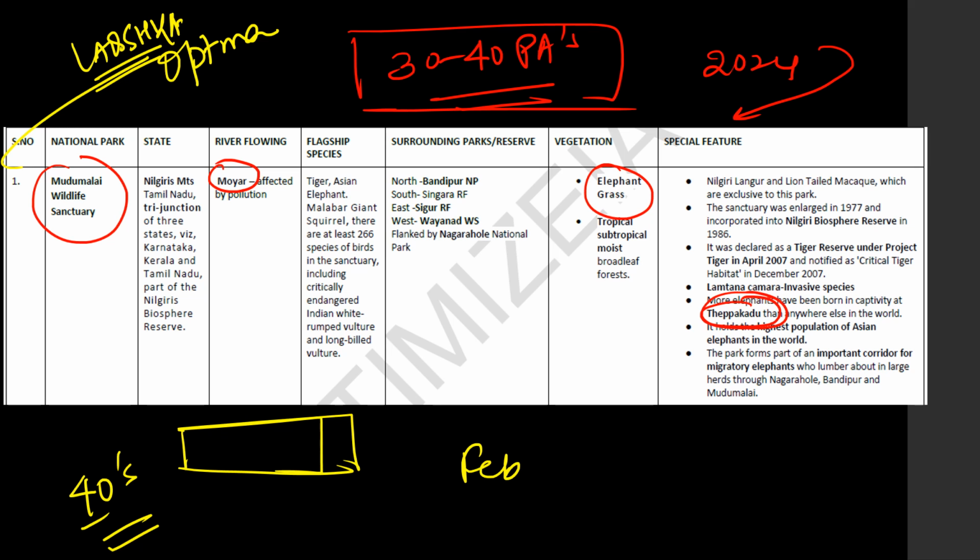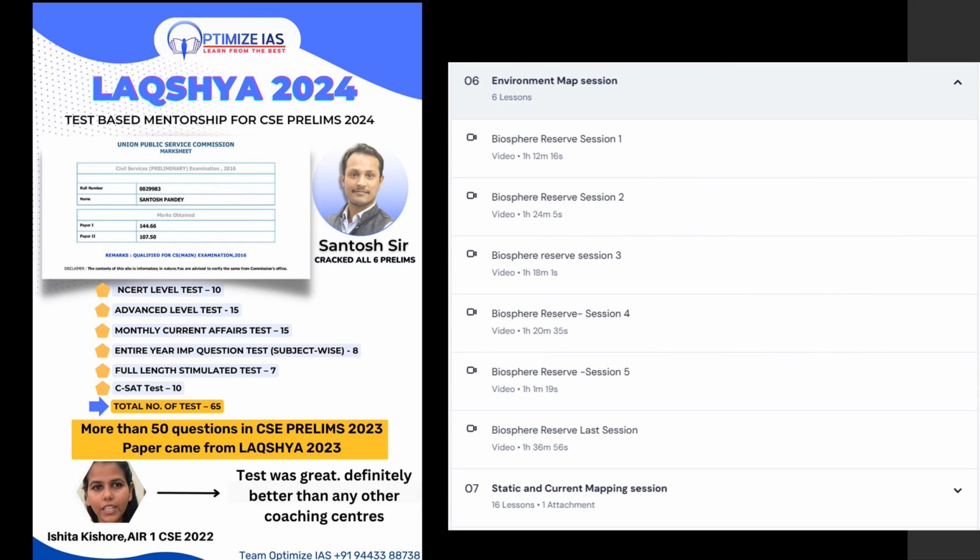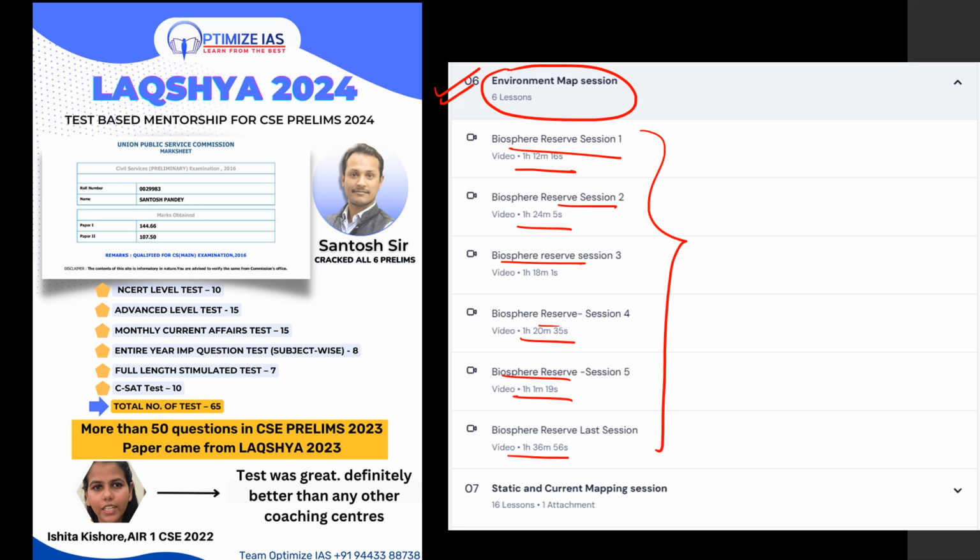Guys, further what I have done is that as a part of our prelims mentorship, we are conducting map classes, environment map sessions. In detail, you can see 1 hour on biosphere reserves, 1 hour on all biosphere reserves. All the biosphere reserves we have covered, and within those biosphere reserves we have covered all the protected areas.